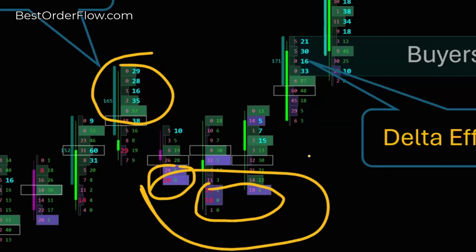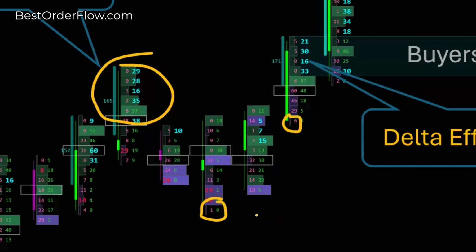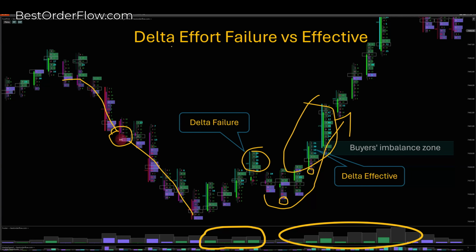As you can see in a closer view, the numbers right at the bottom are 1, 6 on the sell side of the bid and ask. Now that's why this is a more complete exhaustion. We're changing the direction, and this is the persistent delta. So the delta efforts, failure versus effectiveness. This is the failure, and this is the effective delta.